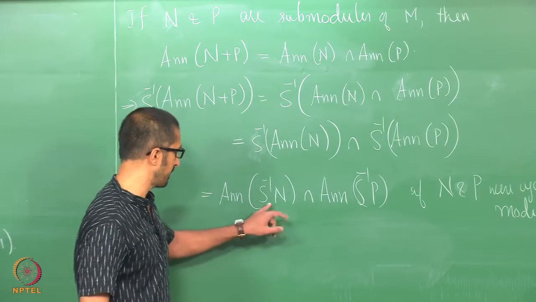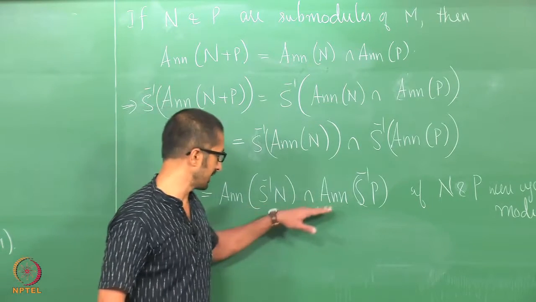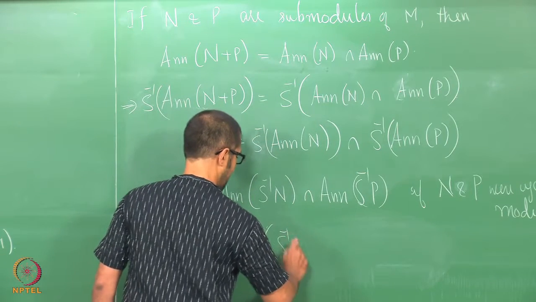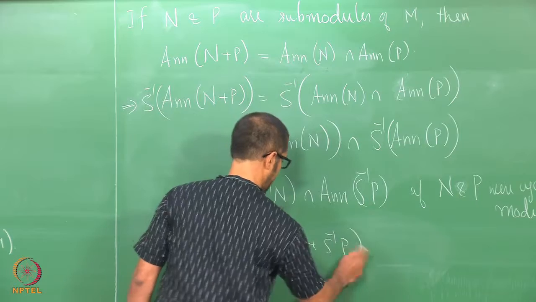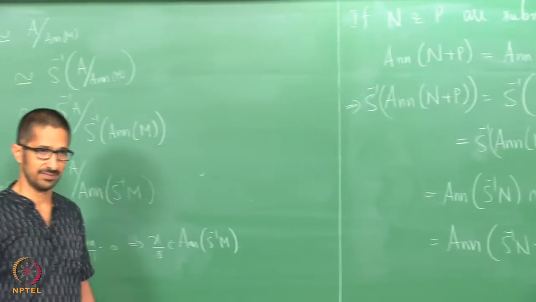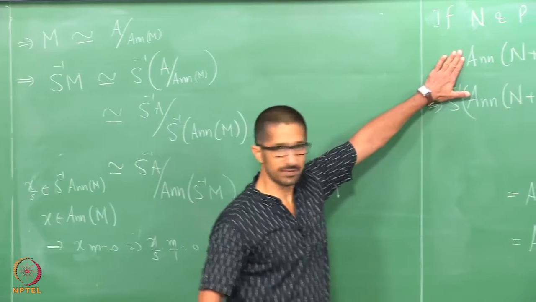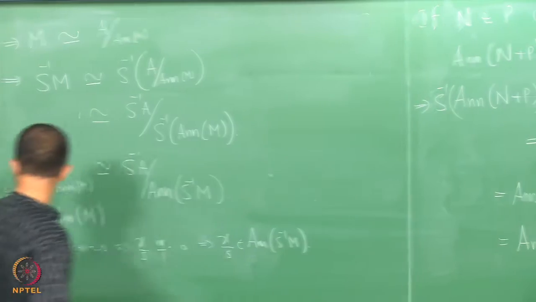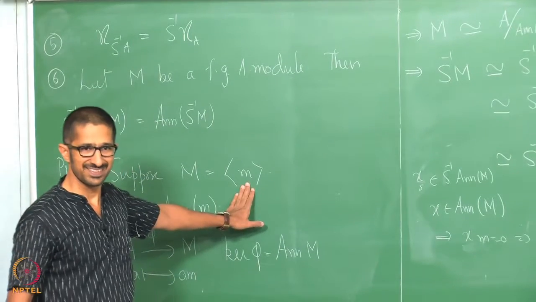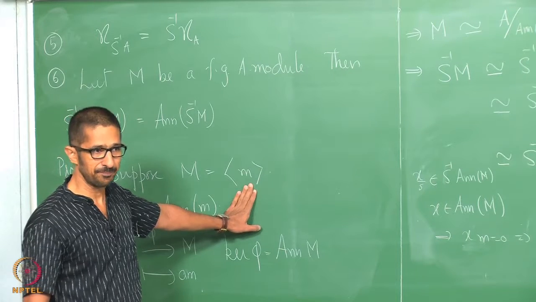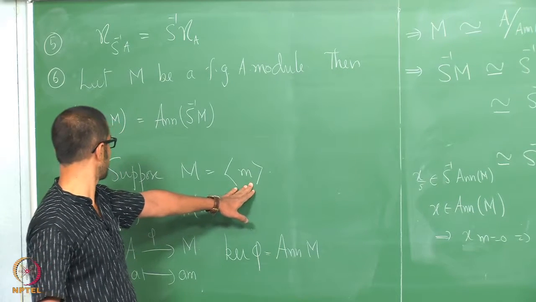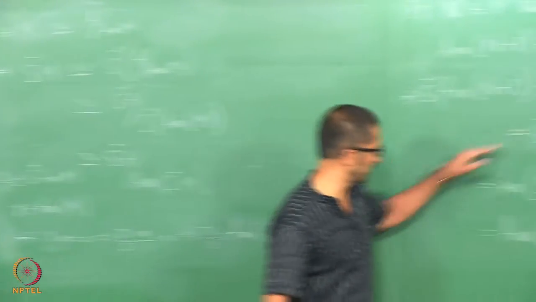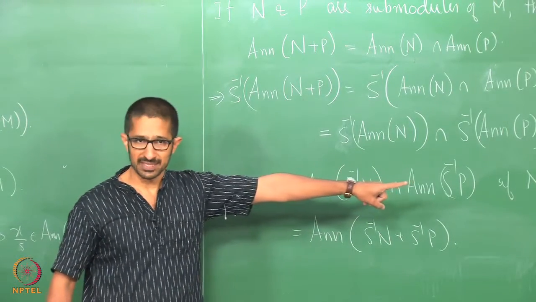But annihilator of some module intersection annihilator of another module is the same as annihilator of S inverse n plus S inverse p. The same equality I am using here. That is what we proved, only we proved it for cyclic modules. We have proved only for cyclic modules that annihilator of S inverse m is the same as S inverse of annihilator. So, from here to here we need n and p to be cyclic modules.